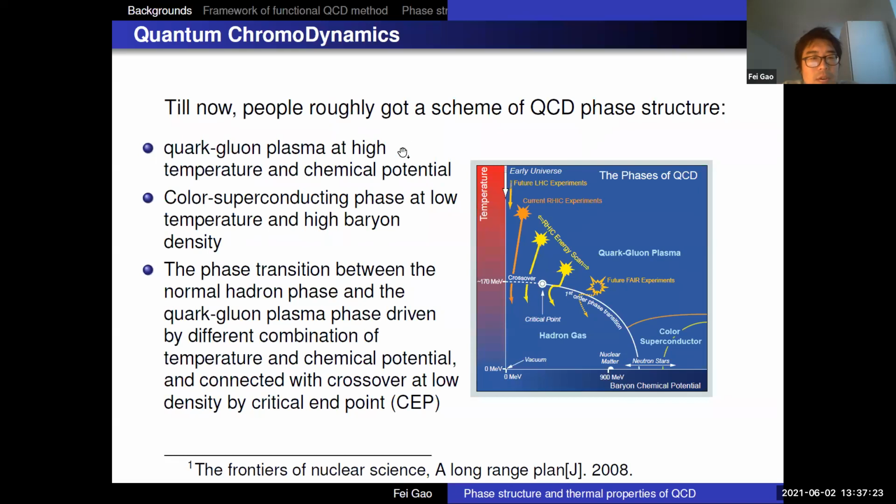So for example, high temperature and large chemical potential just offers a large energy scale. So the QCD state will show asymptotic free behavior, which is the quark-gluon plasma. And then as the temperature and chemical potential decrease, it goes to the normal hadron gas phase. So between these, there will be a phase transition. And the theoretical studies generally believe that at low chemical potential it is a crossover, and at high chemical potential it is a first order phase transition. And then there exists a critical endpoint.